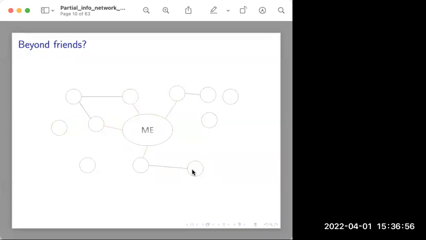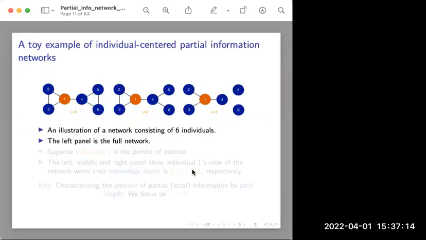But the key here is that if we take an individual as the center, it is reasonable to assume whether an edge, a connection, can be observed by that person depends on how far away it is from the center. In other words, it depends on the path length from the center. And this is what motivated us to think about the structure, what we call an individual-centered partial information network structure.